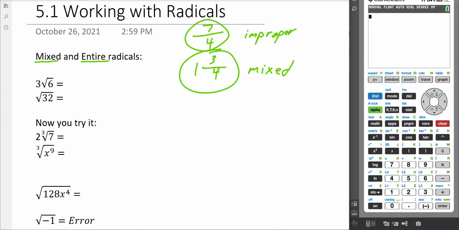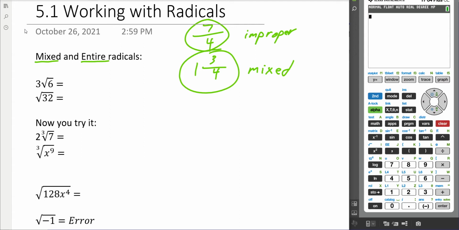So the same thing works with radicals, where we can simplify an entire radical to make a mixed radical, or we could take a mixed radical to make an entire radical, because then potentially we can work with it more easily. Depending on the context, one might be more useful than the other, and we have to be able to switch back and forth from one to the next. So with that said, let's try these first two and see if we can switch back and forth.